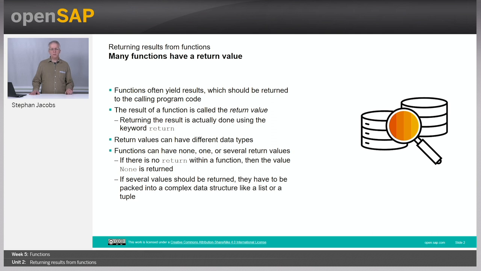For that, we have a keyword. Actually, it's called return. The values can have different data types, so you can give back a Boolean value or an integer value or a string, or you can even give back complex data types. And if you would like to give several values back, then you have to pack them into a complex data type.